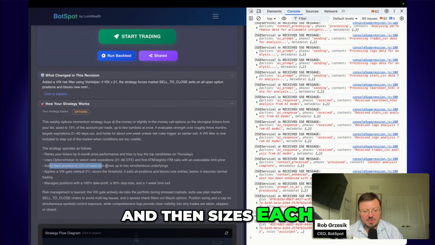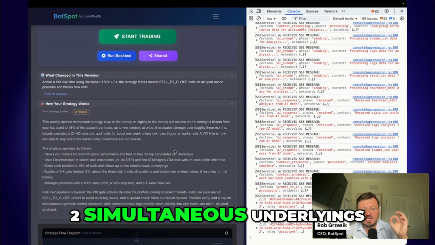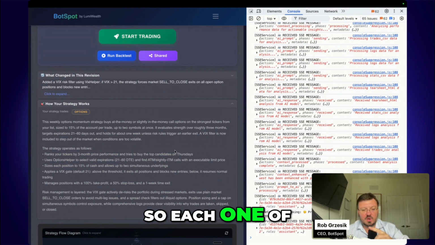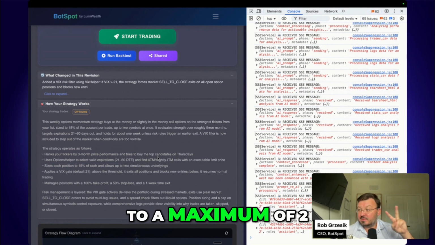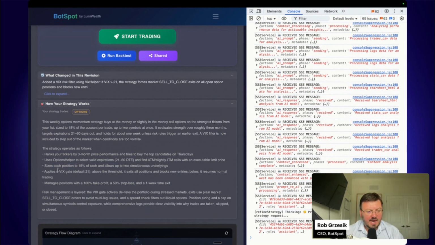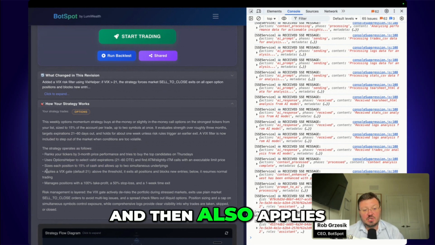And then it sizes each position to 15% of cash and allows up to 2 simultaneous underlyings. So each one of them will be 15% each and should own up to a maximum of 2. Okay, and then it also applies a VIX gate.